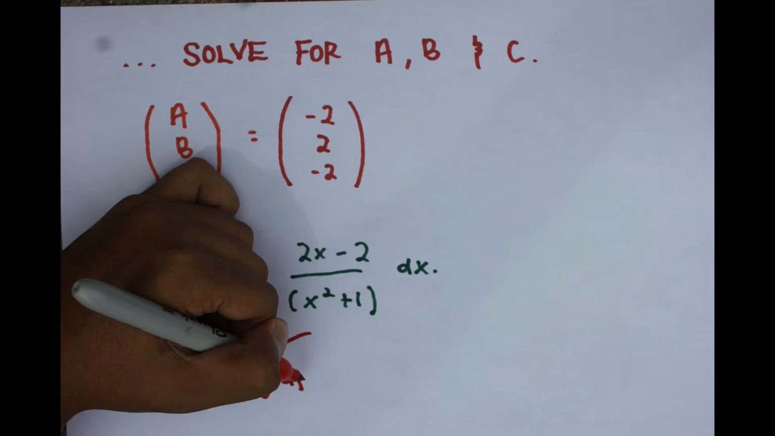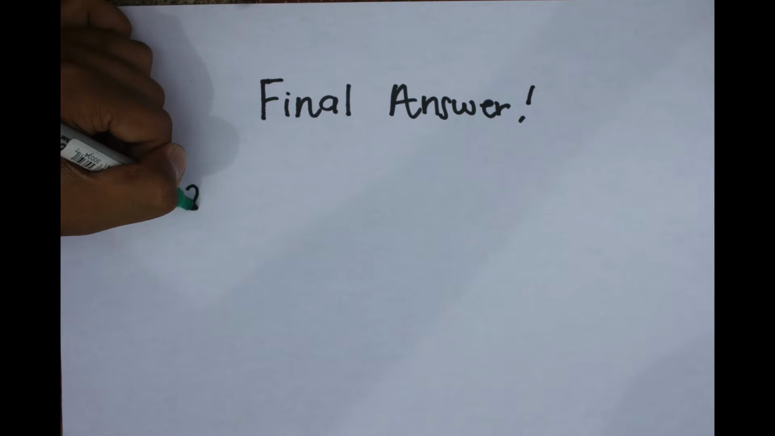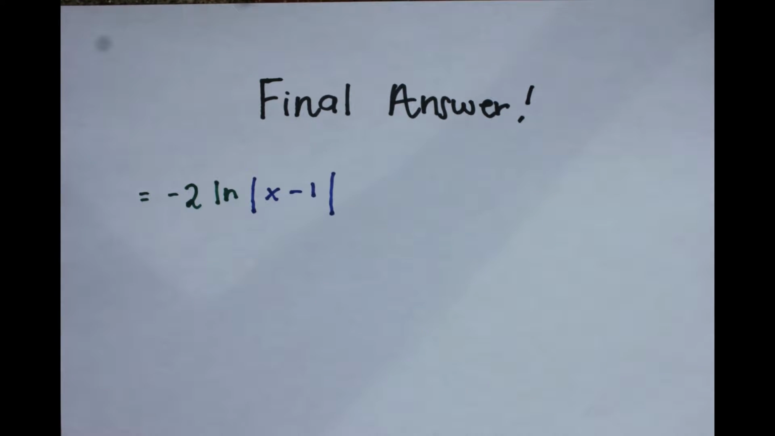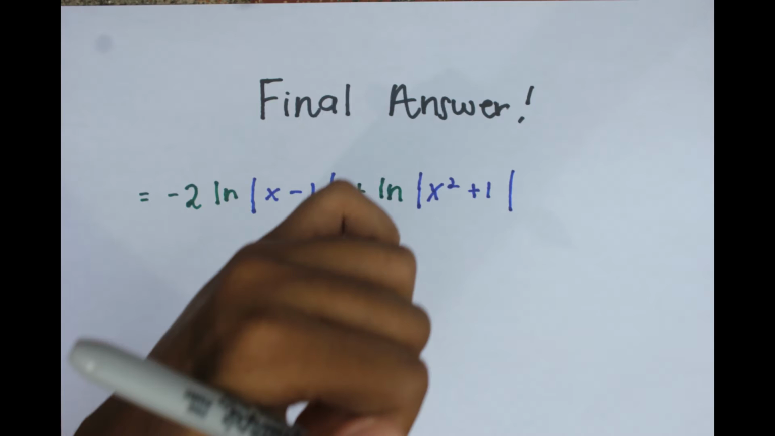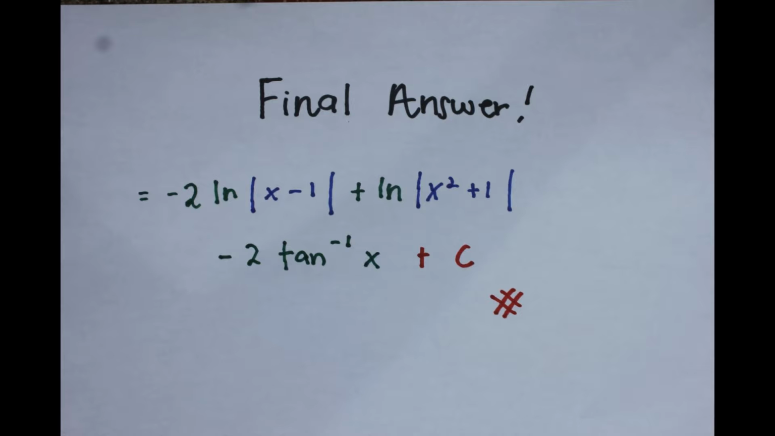All you have to do now is to integrate this function like so, and you should get the final answer, which is negative 2 ln x minus 1 plus ln x squared plus 1 minus 2 tangent inverse x plus c. Let's see this example.